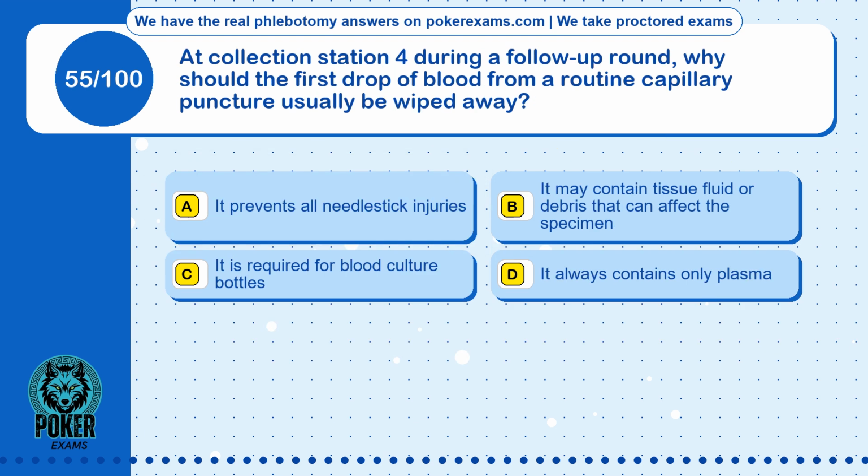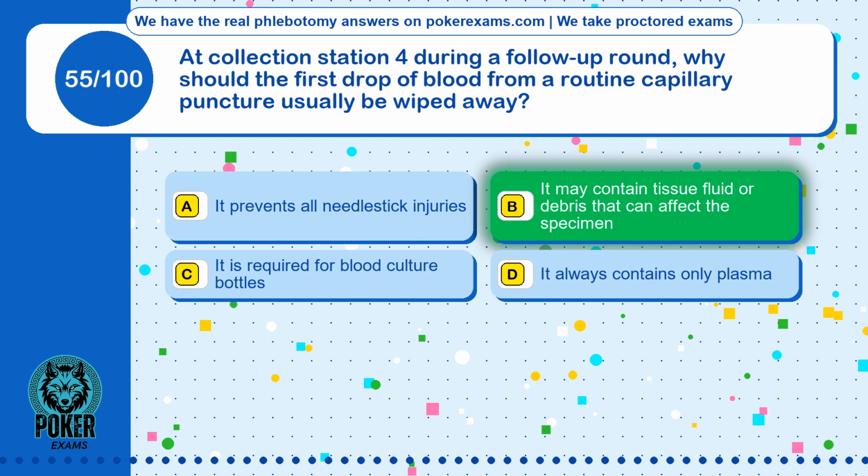Question 55. At collection station 4 during a follow-up round, why should the first drop of blood from a routine capillary puncture usually be wiped away? Option A. It prevents all needle stick injuries. Option B. It may contain tissue fluid or debris that can affect the specimen. Option C. It is required for blood culture bottles. Option D. It always contains only plasma.